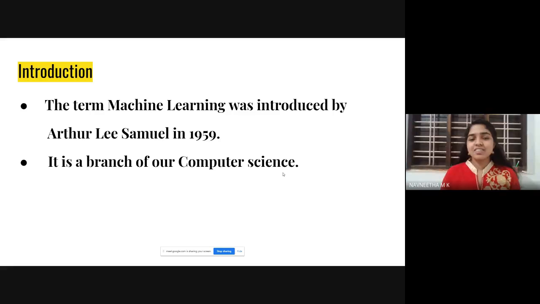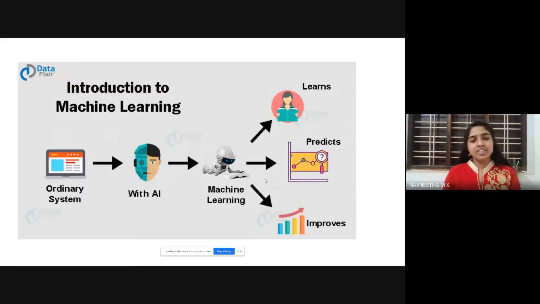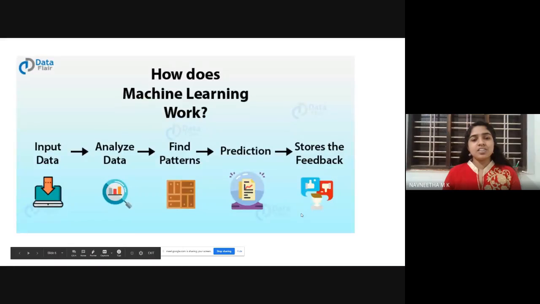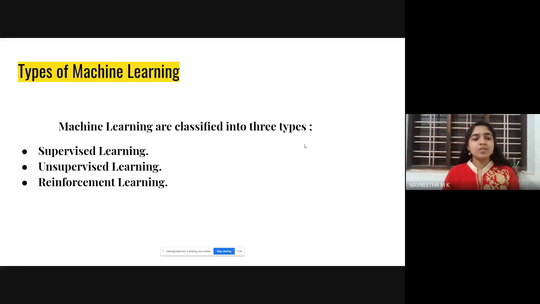Adil Samuel. Okay. Then we will discuss the definition of machine learning with this figure. Then next we discuss what the learning process of a machine is. First it analyzes the data, then finds the pattern, then it goes to the prediction and stores this in memory. Next we will discuss the types of machine learning.